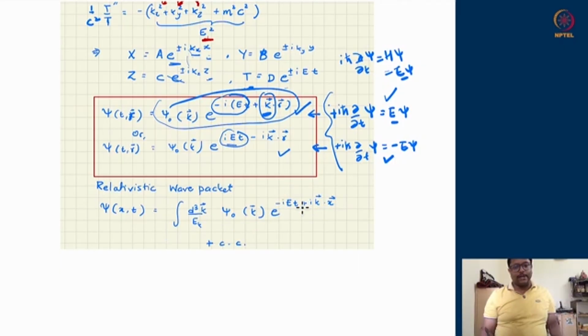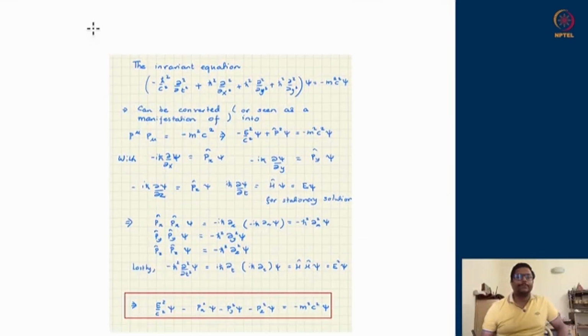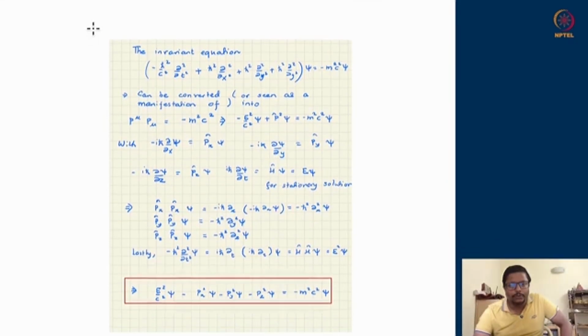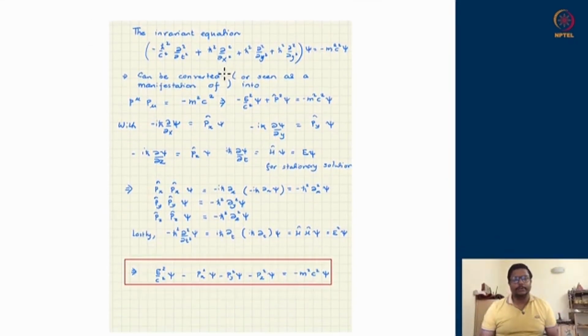energies as well. And if I want a relativistic real wave function, I can multiply by complex, or I can add a complex conjugate to that as well. Okay. So now, once we have a solution of all the components of the wave equation, the invariant wave equation, we can try to see what kind of structure emerges out of it.